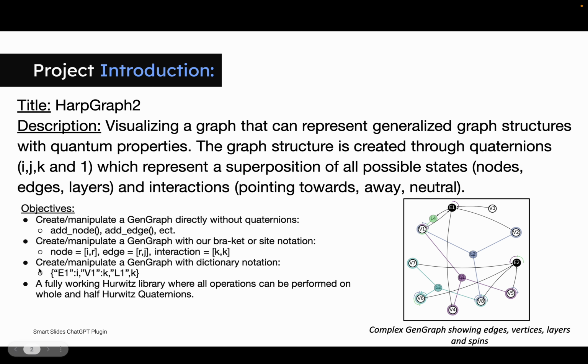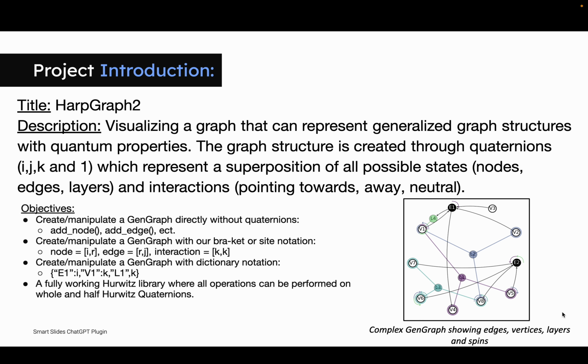Next was to create and manipulate the gen graph with dictionary notation. So for edge 1, a positive interaction, vertex 1, a neutral interaction, and then layer 1, also a neutral interaction. And then finally, a fully working Hurwitz library where all operations can be performed on whole and half Hurwitz quaternions.